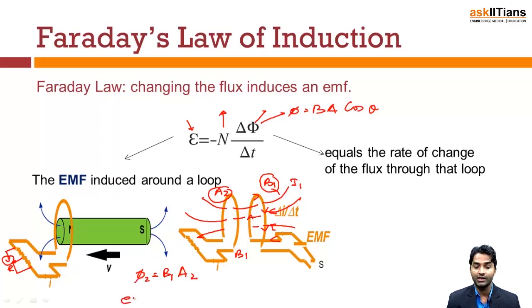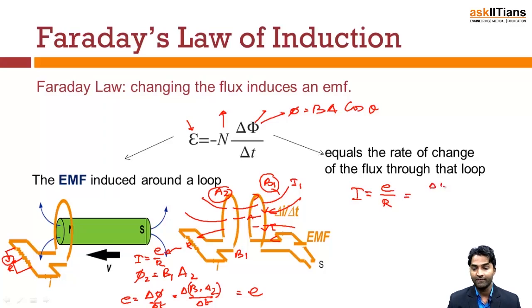That induced EMF is equal to the change in flux with respect to time t. This gives us B1 A2 divided by delta t, the change in the magnetic flux. So this is the induced EMF in the secondary coil. And if we have resistance R across this, definitely some current I is equal to the induced EMF divided by R, which is the modulus of delta phi upon delta t divided by the resistor. This is all about induced EMF and induced current across the coil connected to it.